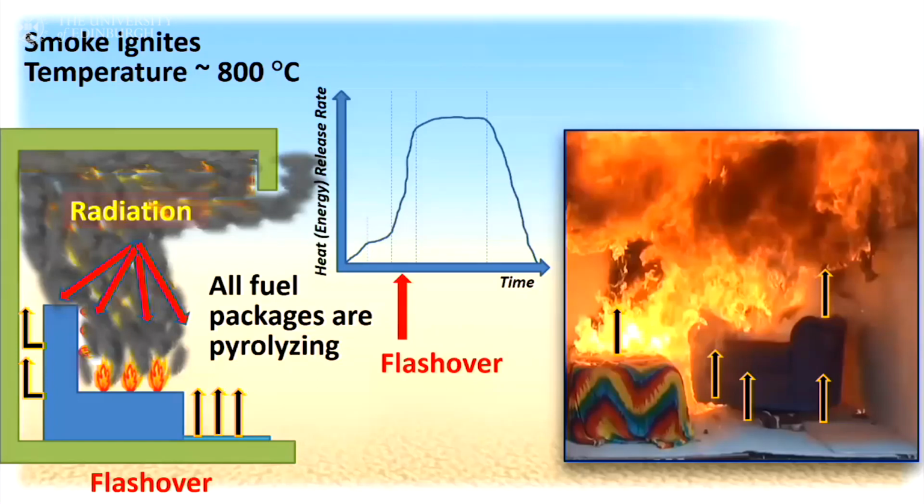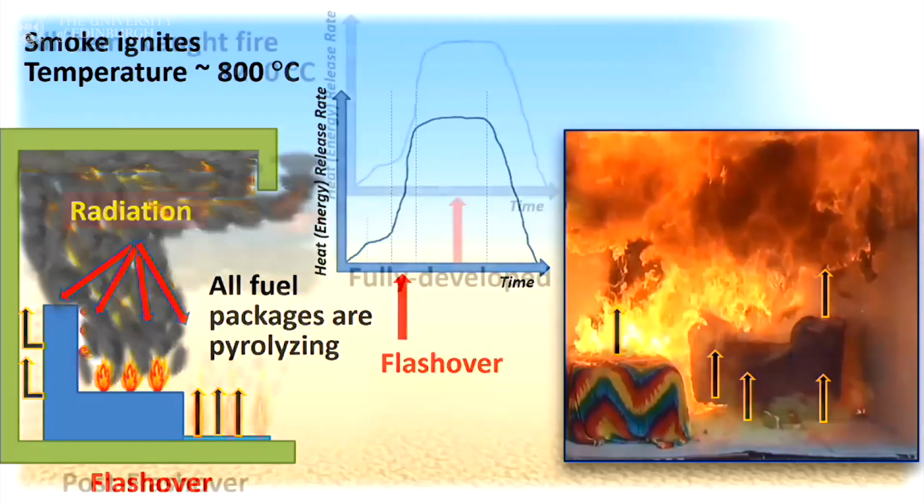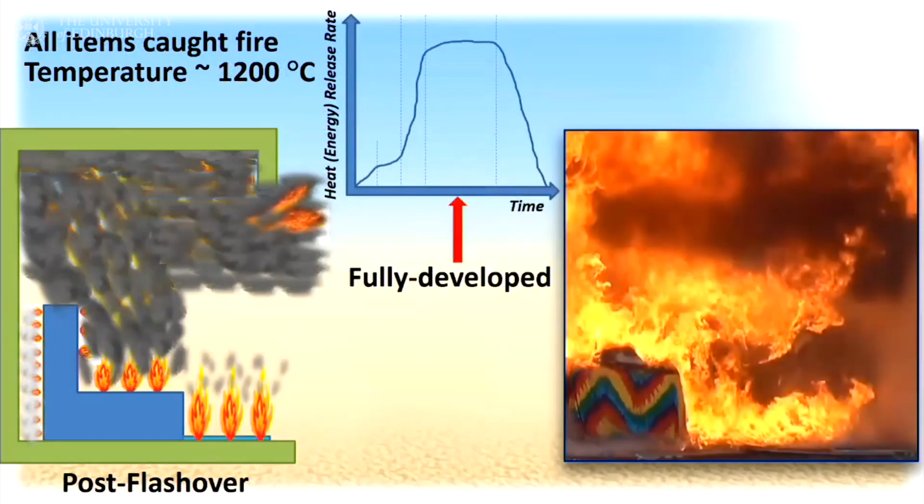So your carpets, your trainers, they're starting to pyrolyze. They're starting to release those gases. That's what you're seeing in that white smoke there. That's the pyrolyzing material that hasn't yet caught alight. And you get to this fully developed stage where you've got a fairly regular and consistent amount of energy being released by the fire.